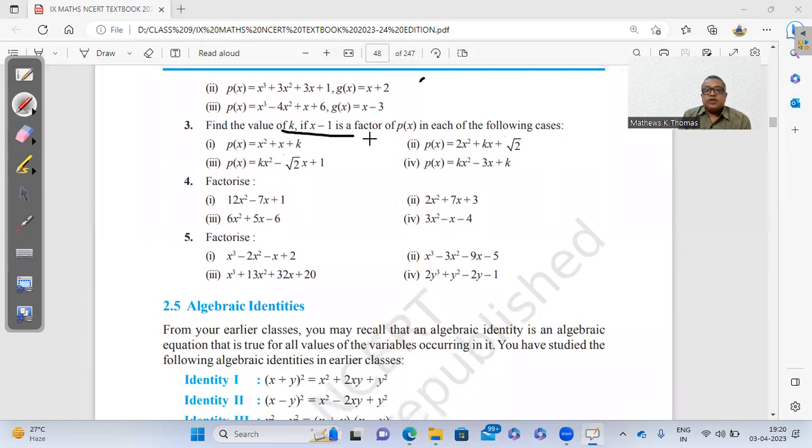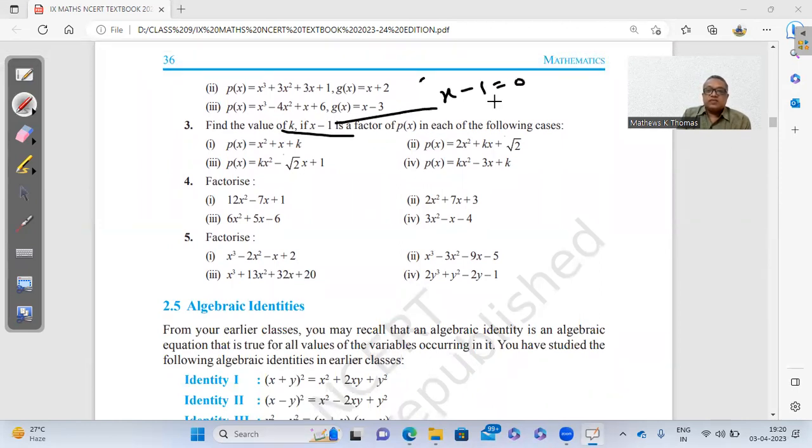Find the value of k if x minus 1 is a factor. X minus 1 is a factor, so I can say that x is 1. If it's a factor, then -1 will go the other side, x is 1. So what you need to do is put the value of x as 1 here. So I'm going to get 1 square plus 1 plus k, and I'm going to equate it to 0. Why? Because it's a factor.